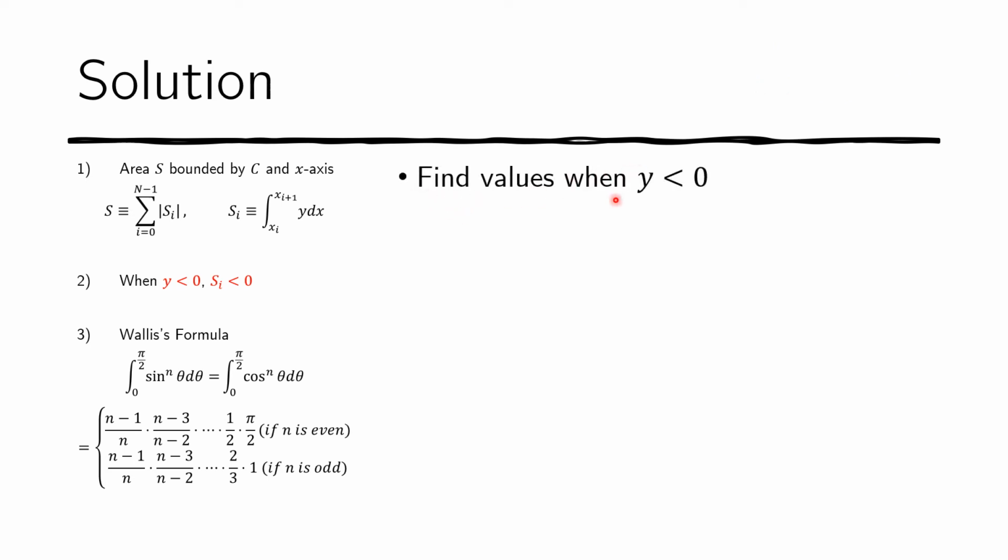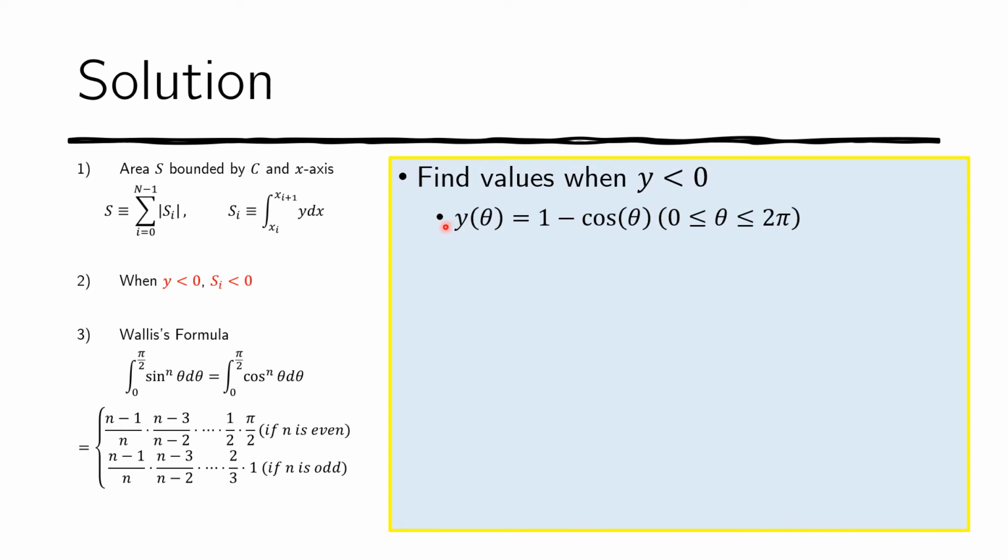Let's first look for the values where y is negative. We start with the value for y, which is y of theta equals 1 minus cosine theta, and the problem states that theta will be between 0 and 2 pi. If that is the case, then we start with trigonometry to see if any of these values of y actually go below 0. So that's what we're going to try to find out. So we start with trigonometry.